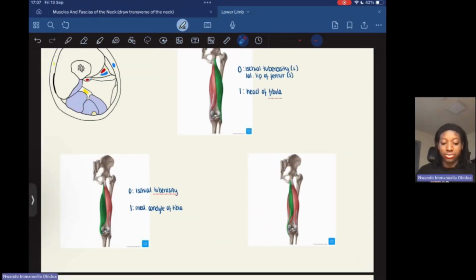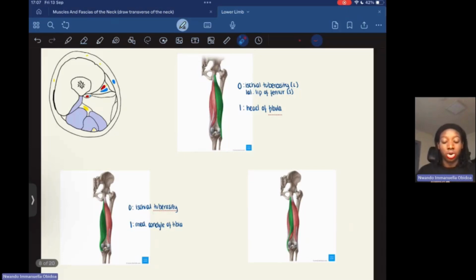All these muscles are innervated by the sciatic nerve. However, the sciatic nerve has two branches, a common fibular branch and a tibial branch. The semimembranosus, semitendinosus, and the long head of the biceps femoris are all innervated by the tibial nerve, and the short head of the biceps femoris is innervated by the common fibular nerve. All these muscles are involved in flexion of the knee and also extension of the hip.